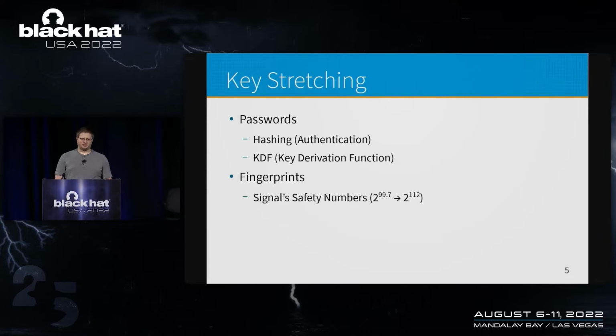There's also another thing that you can do with key stretching, which is fingerprints. One example is Signal's safety numbers. They generate a 30 decimal digit number, which is basically 100 bits, and they wanted to stretch it to 112.